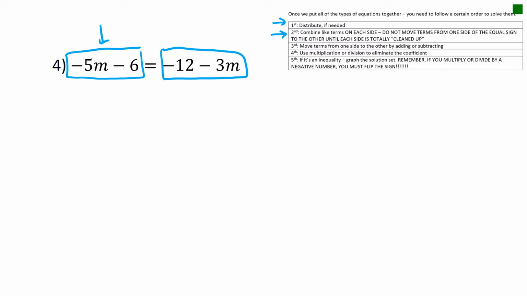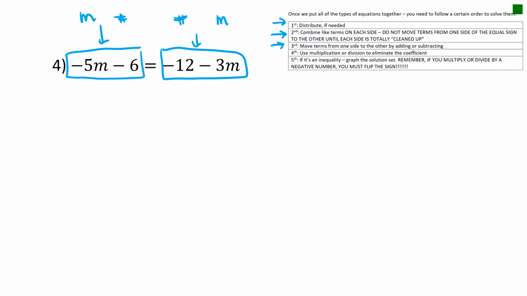Combine like terms on each side. Over here, can I add anything? Nope, that's an M, that's a number. They don't get added together. Over here, can I add anything? Nope, that's a number, that's an M. They don't get added together. So that means I'm ready to start moving.